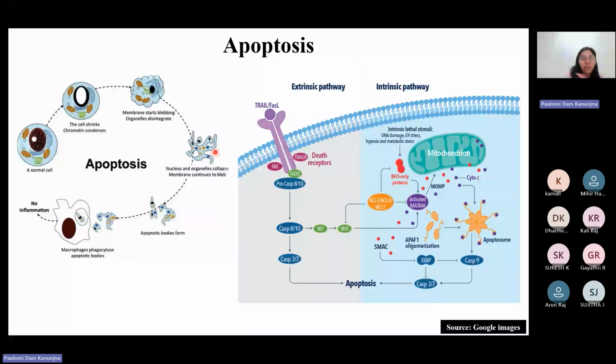Then you have these apoptotic bodies, which are ultimately eaten up by macrophages. They are marked for phagosome complexes and ingested by the macrophages. Because there are no signals or cytokines released from the apoptotic bodies, you don't have inflammation, which is what happens in necrosis.